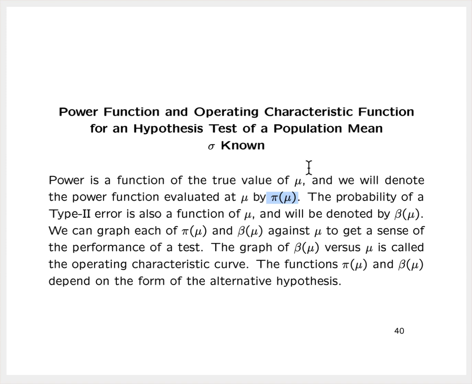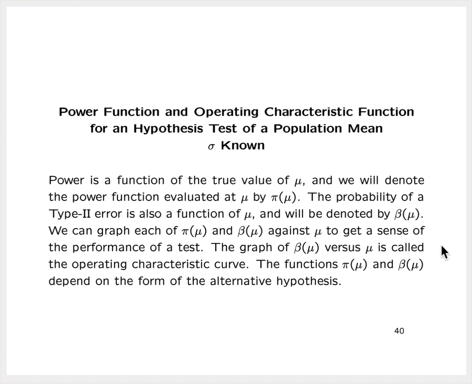Now, the probability of a type 2 error, which is beta, is also a function of mu, and to emphasize that, we will use function notation as well, and so we would denote this by beta, and then with the argument mu in parentheses. Now we can graph each of pi of mu and beta against mu to get a sense of the performance of a test. The graph of the beta function versus mu is called the operating characteristic curve for the test.